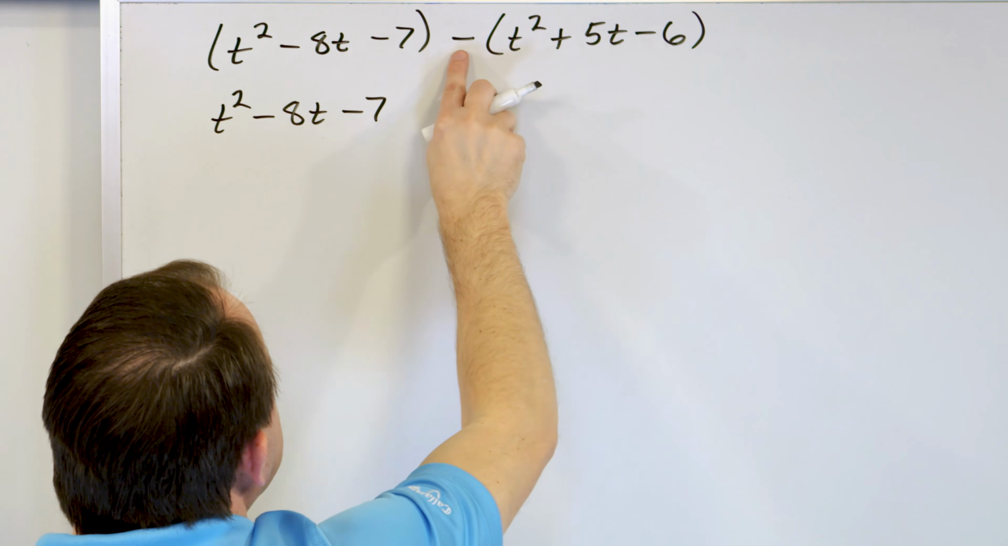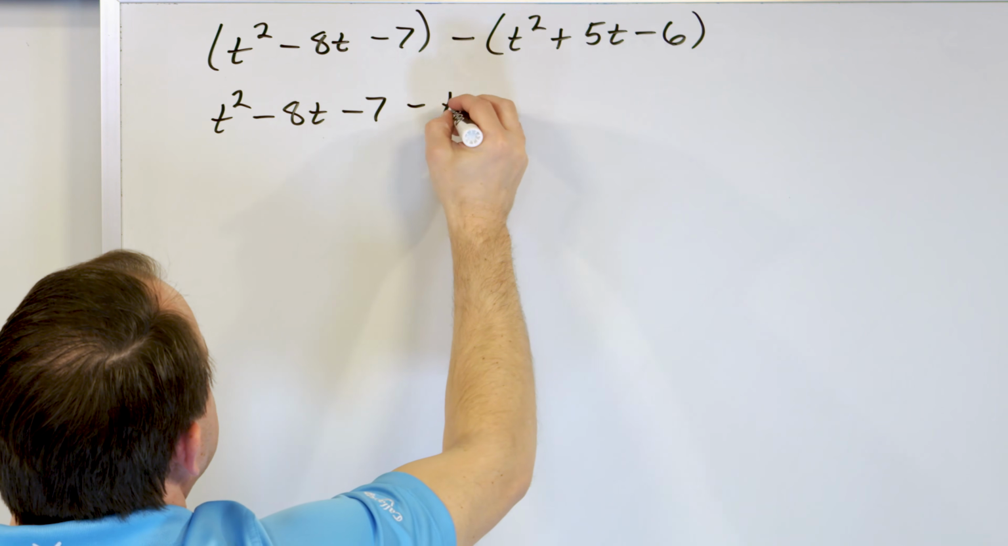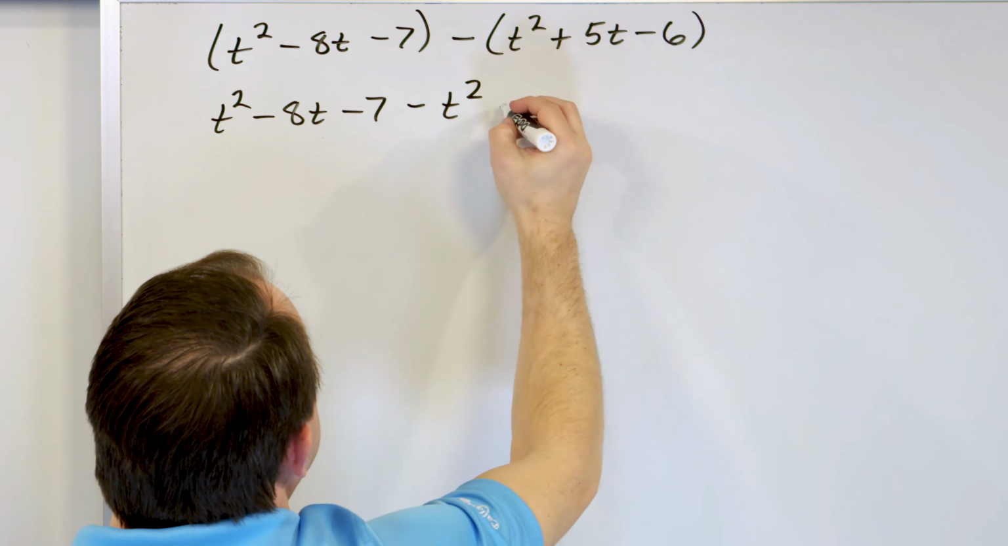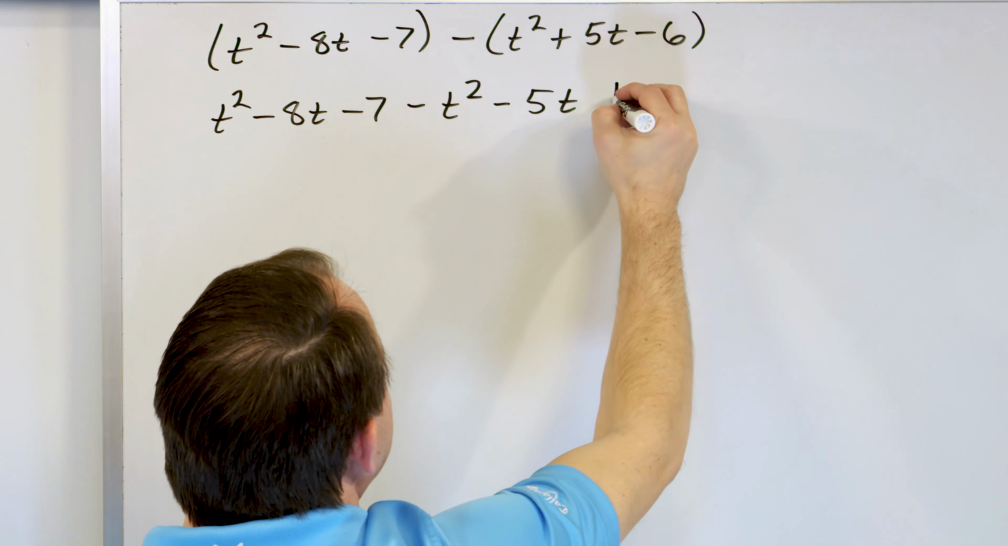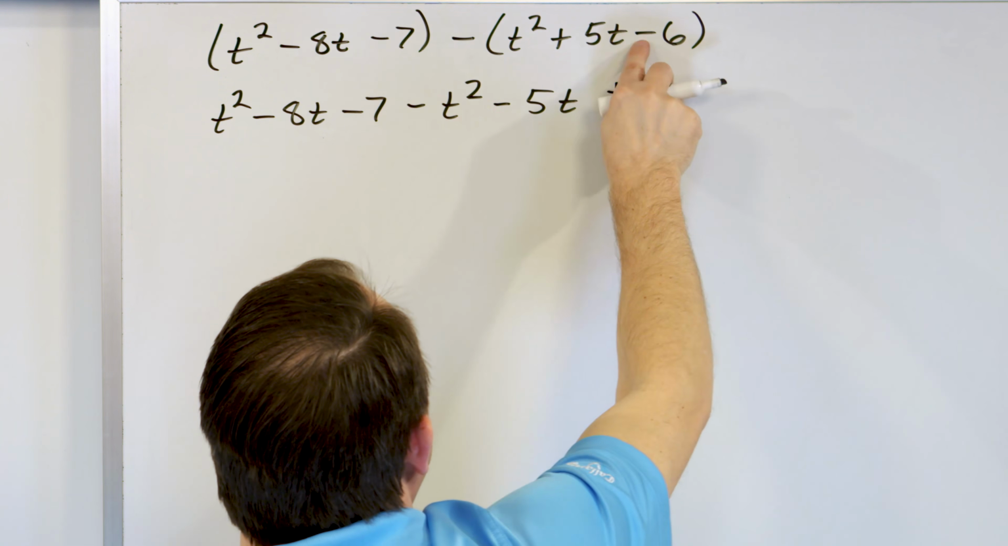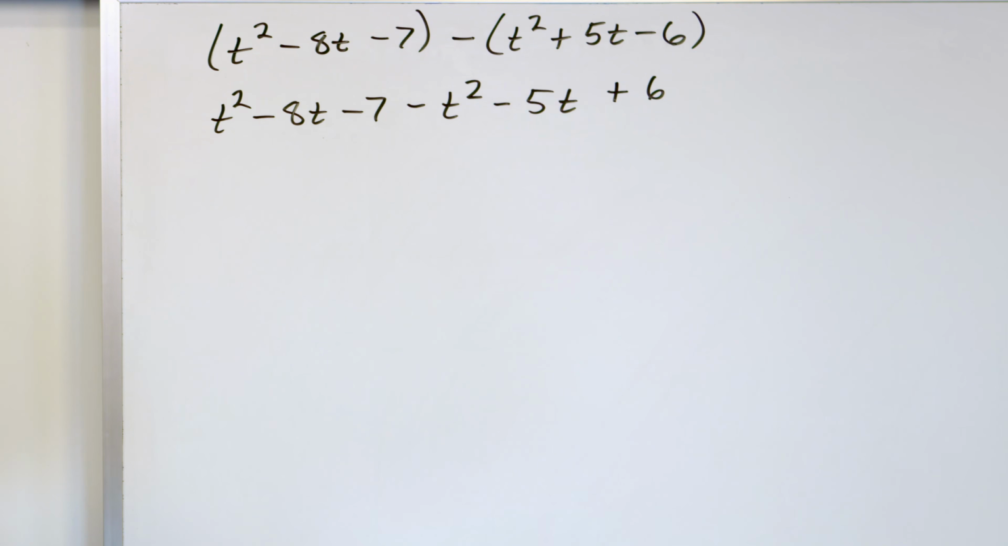The first term is unaffected, so it's going to be t squared minus 8 times t minus 7. Negative 1 times this gives you negative t squared. Negative 1 times this gives you negative 5 times t. Negative 1 times negative 6 gives you a positive 6. Don't forget that positive because of the multiplication here. And then I'm going to start looking at what I can add together.